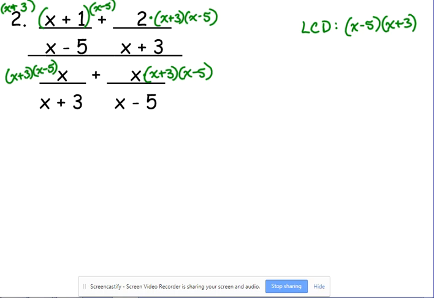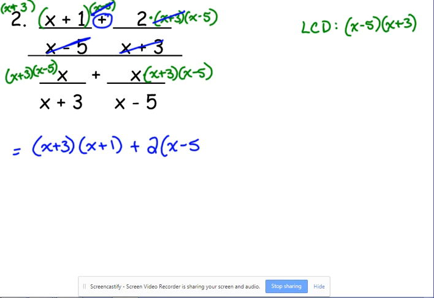All right, so first rational expression. We've got x minus 5 in the numerator and the denominator, so those cancel out. So we've got x plus 3 times x plus 1. Followed by a plus sign. The x plus 3's cancel for the second one. So we've got 2 times x minus 5. That's our numerator, because we eliminated those little denominators.